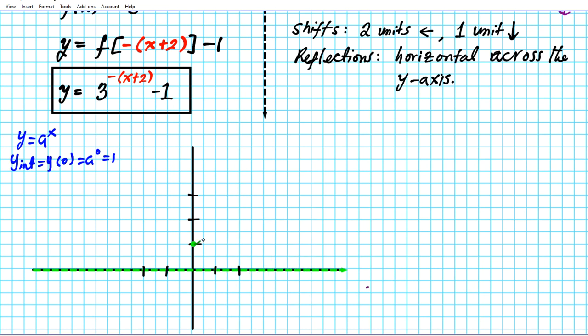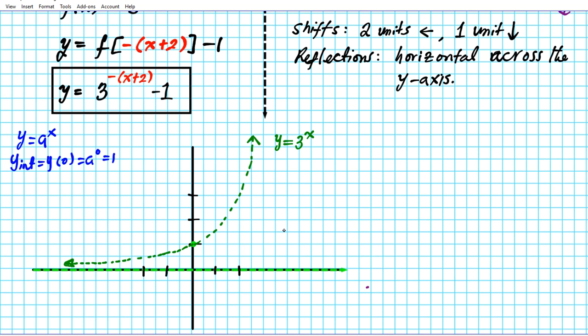So we know the general behavior of an exponential function. To the right, it just increases at an increasing rate. And then to the left, it just decreases towards the horizontal asymptote. It gets infinitely close to this line, but it never touches or crosses it. Okay? So this is the function y equals 3 to the x.